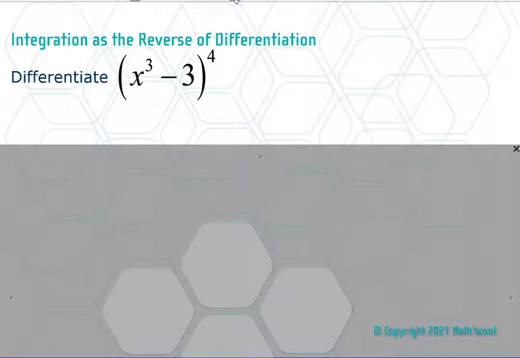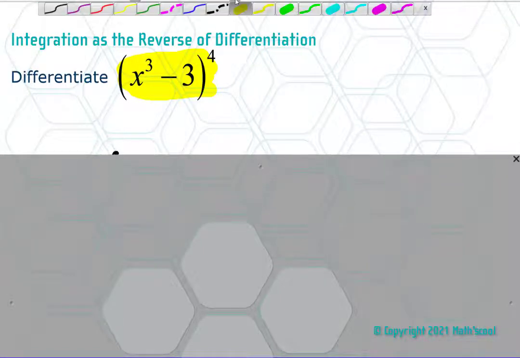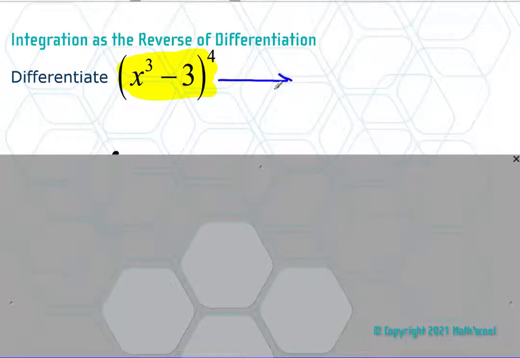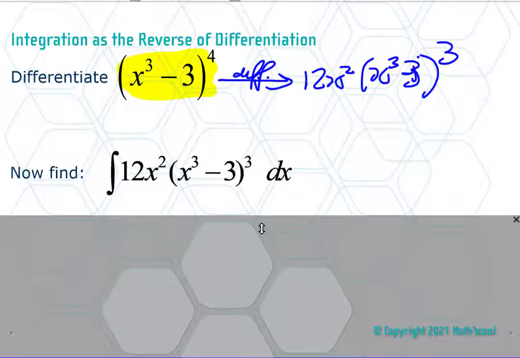So the first thing it's asking us to do is to differentiate that, and that's just the chain rule. We can do it by sight, it's not a particularly difficult one. So I'm going to differentiate that by sight, and I'm going to write that the 4 is going to come down, it's going to multiply by the 3x squared, so it's going to be 12x squared (x cubed minus 3) to the power 3. So there's my differential. Now they're asking me to integrate this.